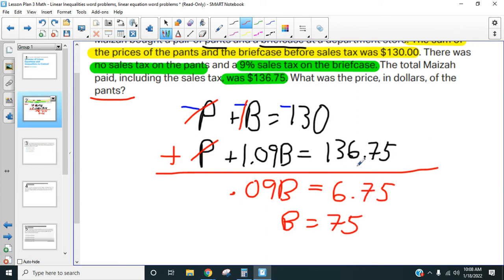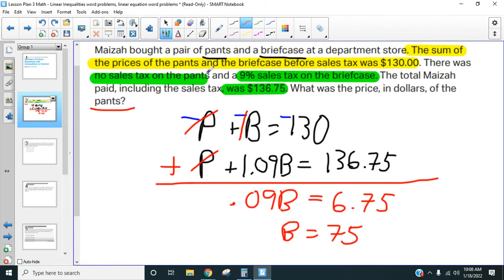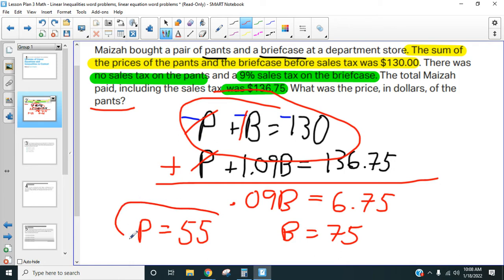But we're not done because you have to find the price of the pants. Originally they had told us that the pants plus the briefcase is $130, right? So if you know the briefcase is 75, then the pants must be 55. Did we get it?